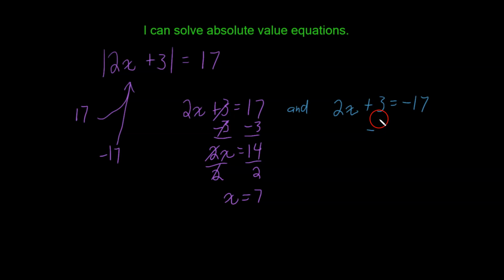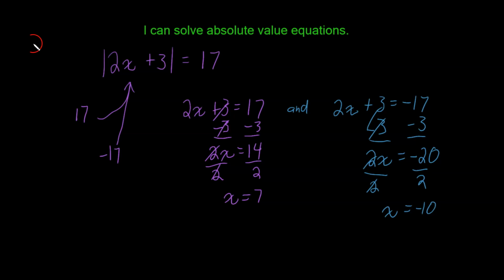So we subtract 3 from both sides. We're left with, on the right side, 2x equals negative 17 minus 3. That is negative 20. And now we divide by 2, and we see x equals negative 10.